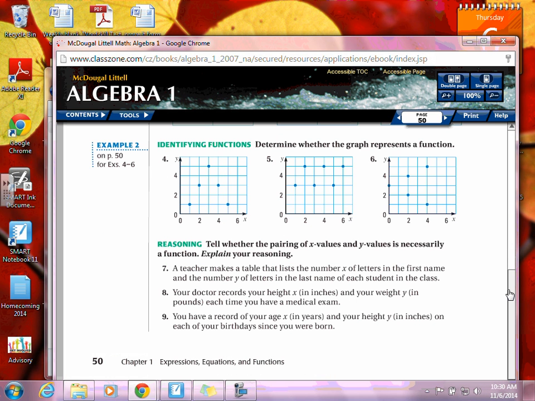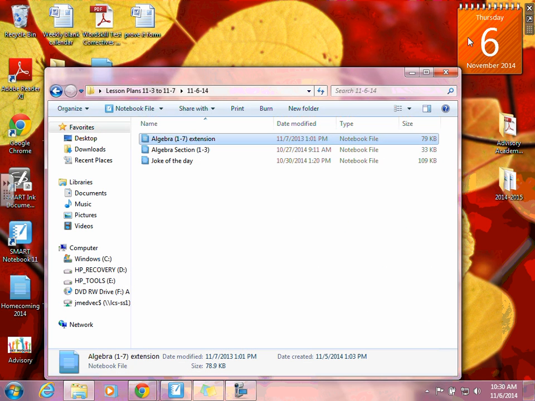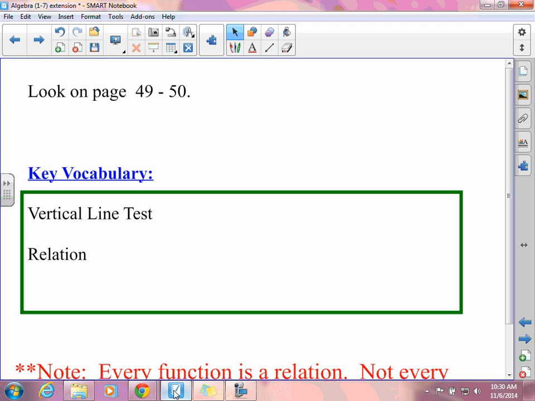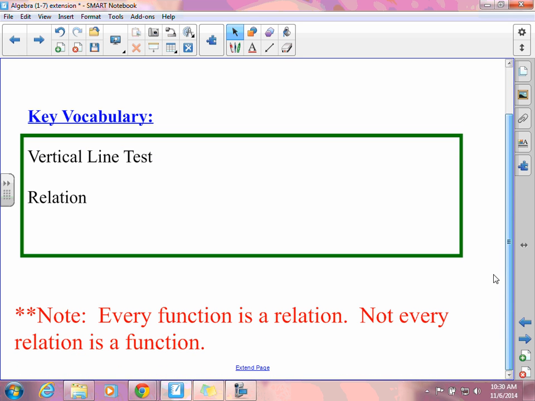Okay, now I want to go back to our notes. You're going to notice we talked about vertical line test and relation. It says, note that every function is a relationship. Every time I talk about your mom, you have a relationship with her, correct? So every time you have a relationship with a mom, it's a function. But is every relationship a function? Every relationship you have, is it a function? No, it's not. Okay. All right.